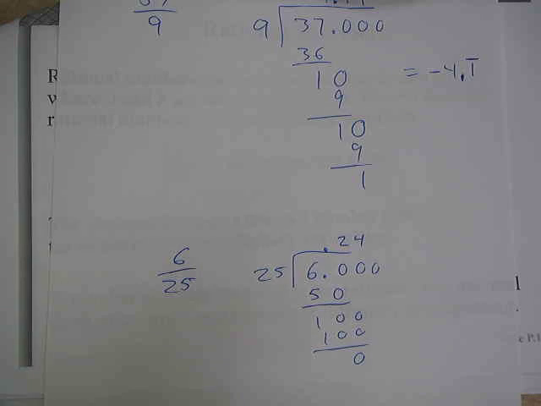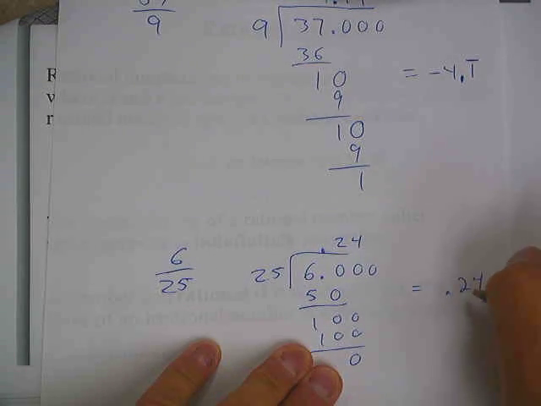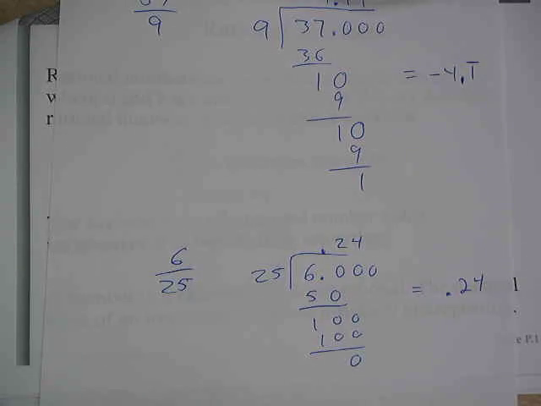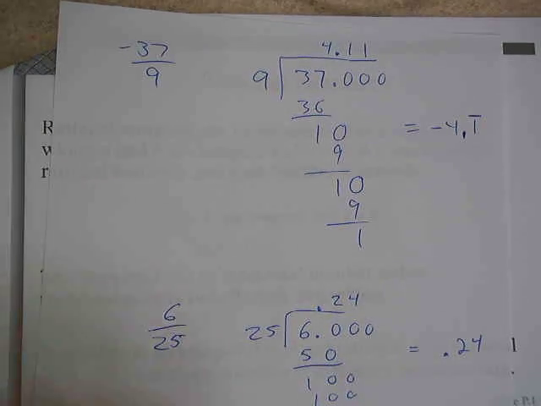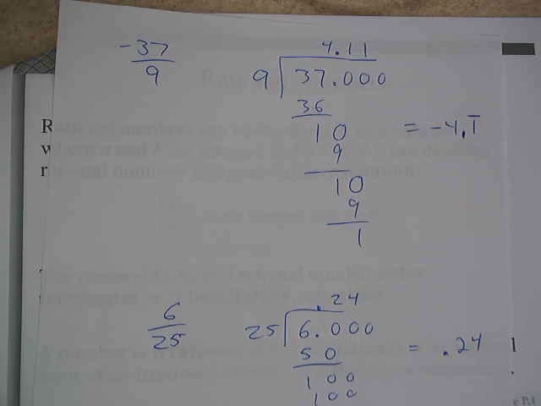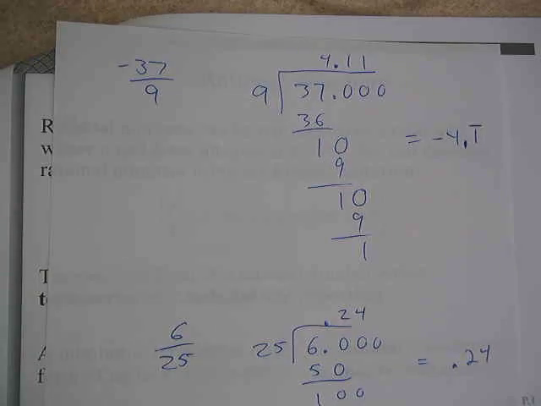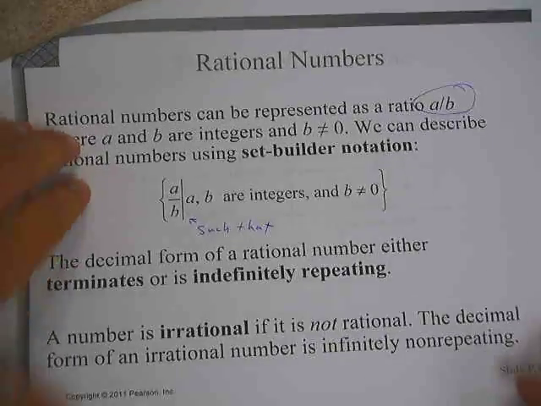Bring down a 0, we get 100, which of course 25 goes into 100 4 times. And in this case we get a 0 remainder. So if we get a 0 remainder, once again, we're done. So this one actually terminates. And so the final answer would simply be 0.24. So again, the negative 37/9 and the 6/25 are examples of rational numbers. And again, rational numbers can always be written as decimal numbers, and once again, they're either going to repeat or terminate. Questions so far?